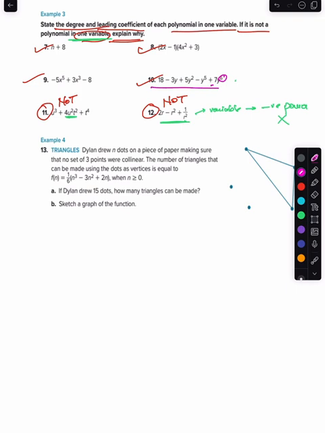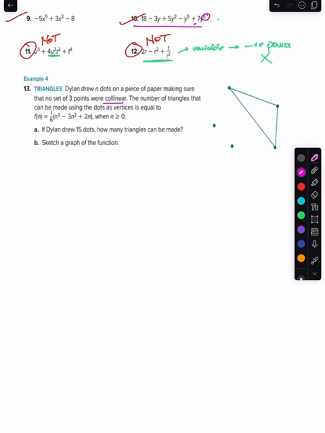Now again another question, a word problem, very similar type. So Dylan drew n dots on a piece of paper, making sure that no 3 points were collinear. Collinear means in one straight line. So you can see that 3 points are not in one line, any of these 3 points. The number of triangles that can be made, so there's a big formula he has given. And no need to worry, we just need to understand what the question is asking. So sketching a graph won't be there, but again, if a similar question comes in writing by chance, you can make a table using the calculator, plot the points, join the dots and get the curve.